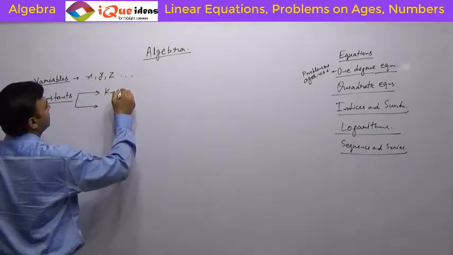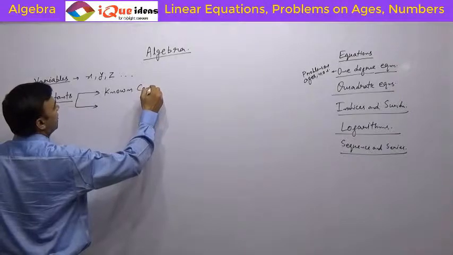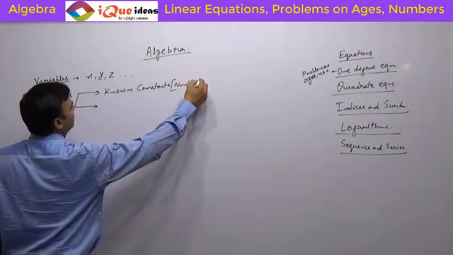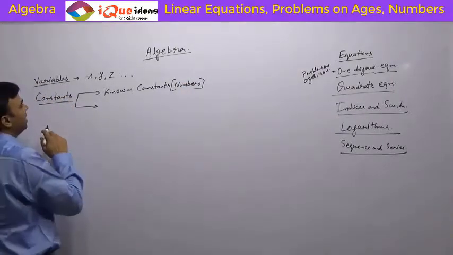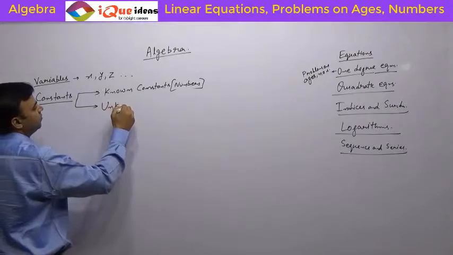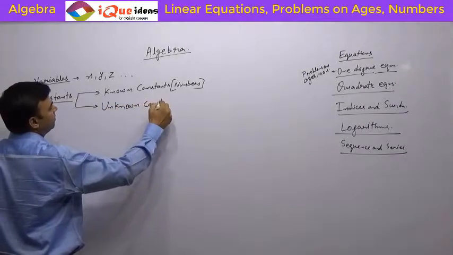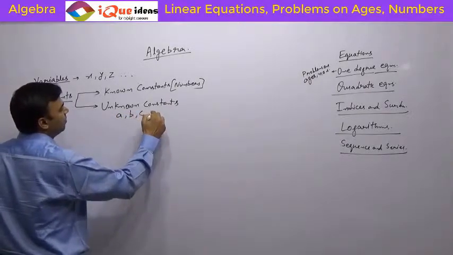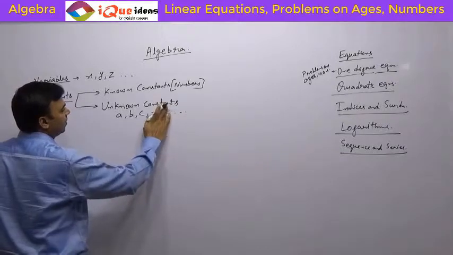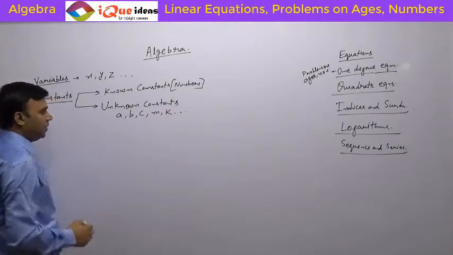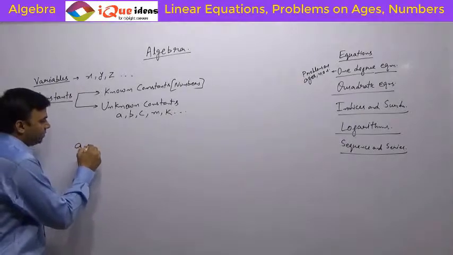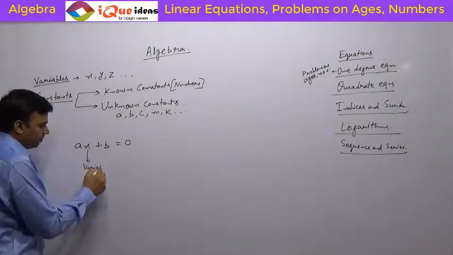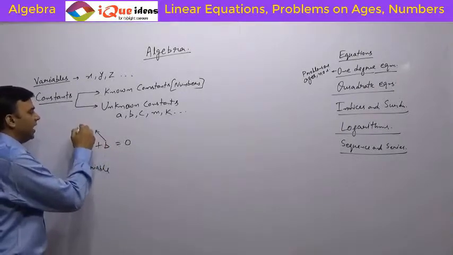One is known constants. Known constants are the numbers that we use. All the numbers that are useful to us, they are known constants. The other category in constants is unknown constants. Unknown constants, right? For example, A, B, C, M, K that we use in our equations. Okay, these are unknown constants. For example, if I give you an equation ax plus b equal to 0, here x is the variable, whereas a and b are the unknown constants.